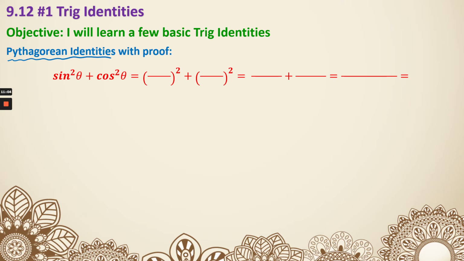Sine, as we know in a right triangle, is opposite over hypotenuse, and cosine is adjacent over hypotenuse. So when you square it, the whole thing is going to be opposite squared over hypotenuse squared, plus adjacent squared over hypotenuse squared. Then you may notice they have the same denominator, so I can put them together. H squared on the bottom, the top will be opposite squared plus adjacent squared.